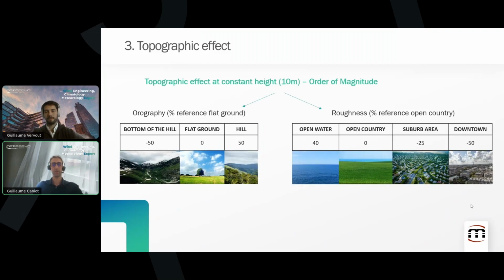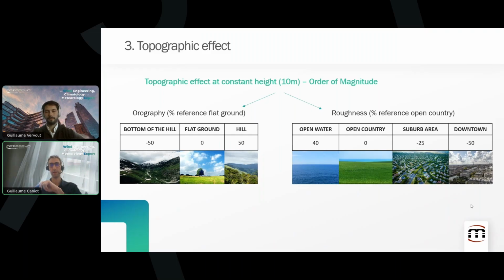I would like to give you some orders of magnitude of topographic effects. So let's start with orography. If the reference is flat ground and the same land occupation, at the bottom of the hill, it's minus 50%, so less compared to flat ground, and on top of the hill, it's the opposite, plus 50%.